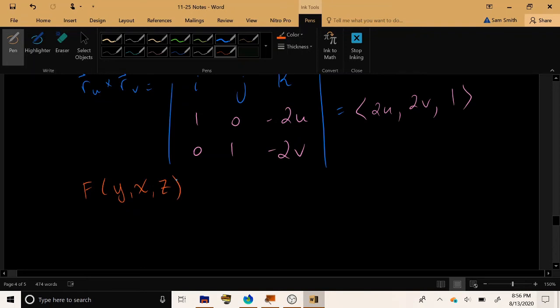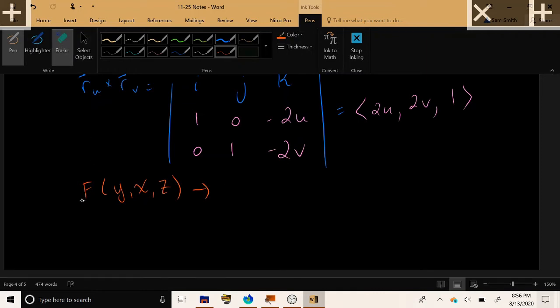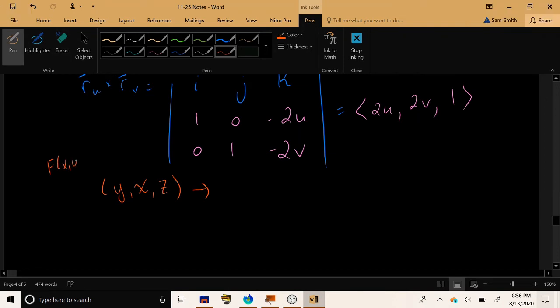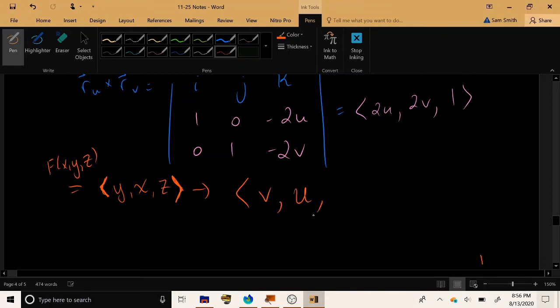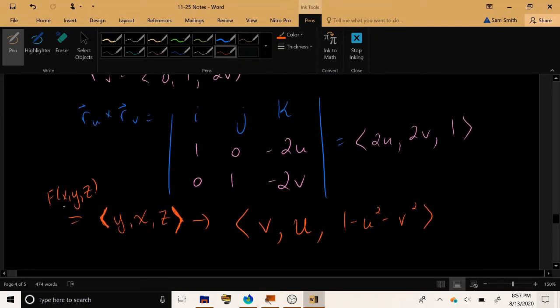But again, because we are changing our integration to be in terms of u and v, we're also going to have to change these variables so that they're all in terms of the parameterization and contain only the variables u and v. Let me clean that up a bit. F of x, y, z is equal to the vector y, x, z, which can be turned into: replace v for y, replace u for x, and replace 1 minus u squared minus v squared for z. Alright, so we now have our vector field in terms of our parameterization.